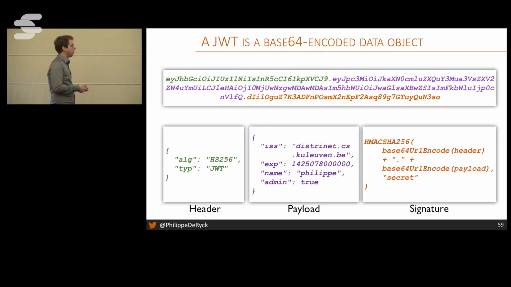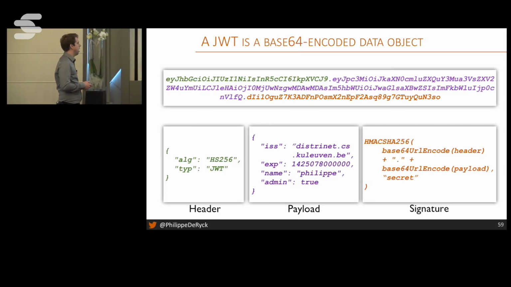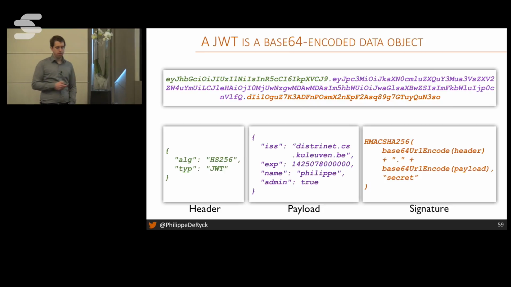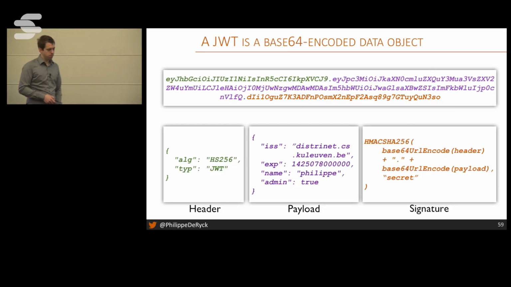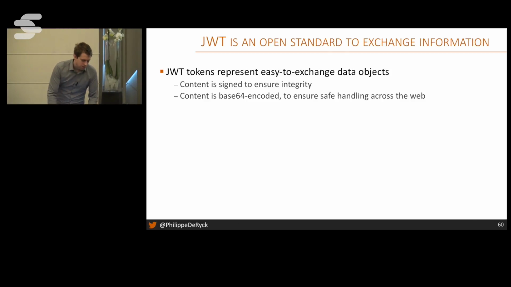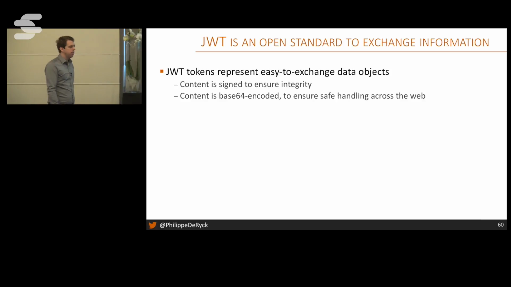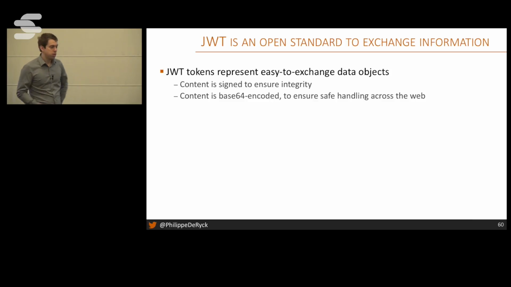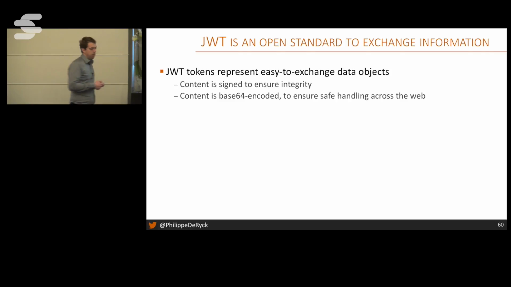This thing is here for compatibility reasons, so it tells the server this is the algorithm used for the signature, and this is the kind of token that we have here. More on that in a bit. So JOT is actually an open standard to exchange information. The main advantage of JOT tokens is an easy way to represent tokens. It's very compatible with JavaScript because it's JSON. You can easily parse JSON from JavaScript. And the content is base64 encoded, so there's no encryption by default.